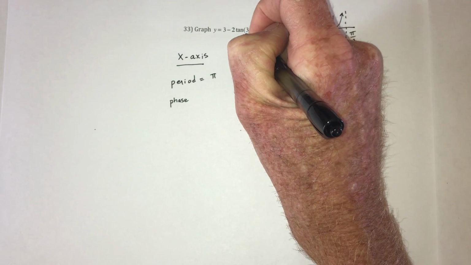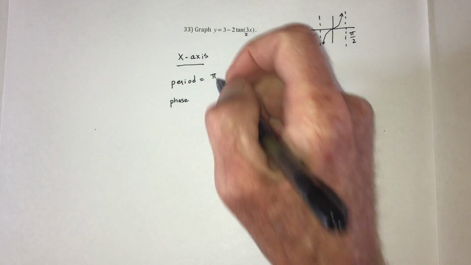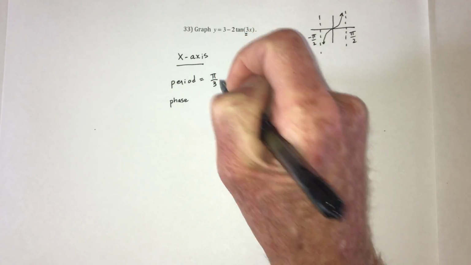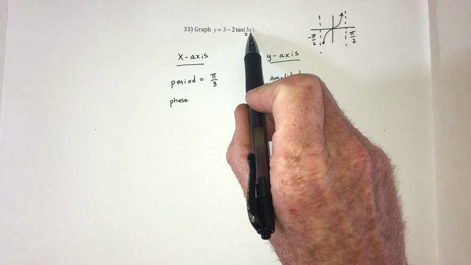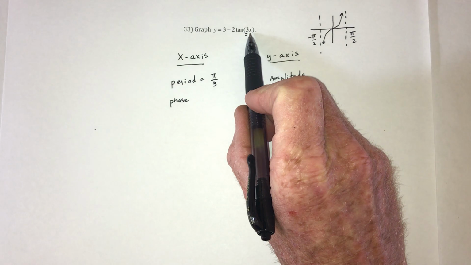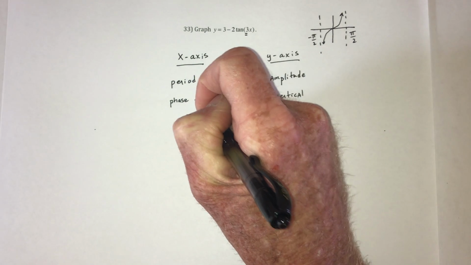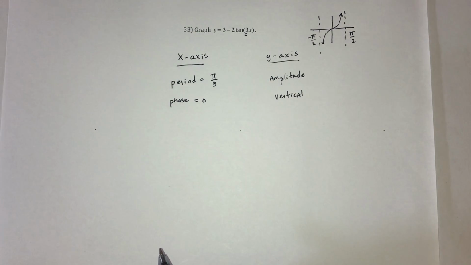Now for this function, because it has a 3, you then divide by 3. The phase shift would come in if this said x plus something or x minus something. Since it doesn't say that, the phase shift is 0. It did not get shifted left or right.